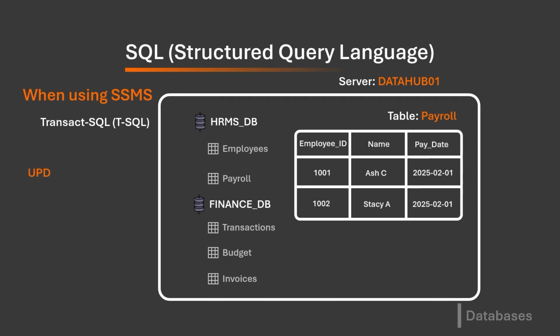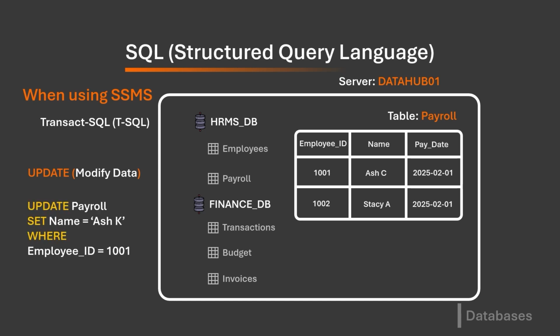We also have the update query, which is used for modifying data. So it's update followed by the table name. We specify the field that we want to update along with the value. And we can also specify a condition, which is shown by the where clause. So in the example, if employee 1001 wants to update his name from #C to #K, we can modify it using the query on the screen.